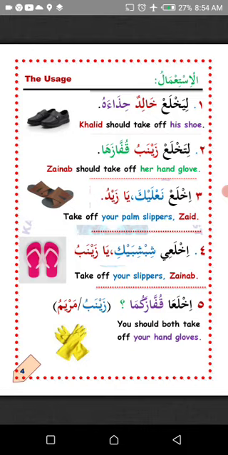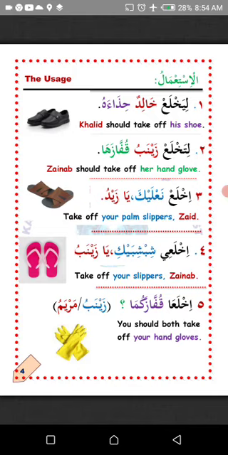Number four: إخلعي شبشبك يا زينب. Take off your slippers, O Zainab. Number five: إخلعا كفازكما. You should both take off كفازكما, your hand gloves.